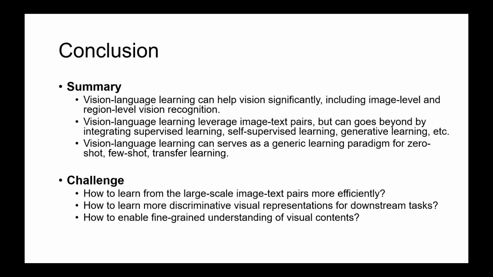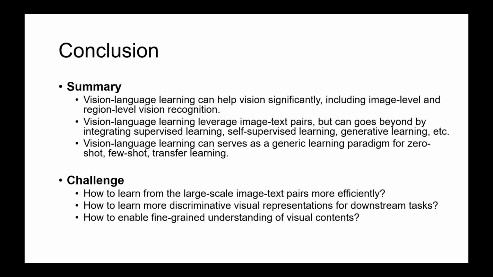However, there are still some challenges behind this kind of pipeline. First, how to learn from large-scale image-text pairs more efficiently? Because most people cannot afford such a large amount of computing resources to train the model on 400 million data points. This is still an open question. Fortunately, there is some previous work like DeCLIP that is trying to cope with this. And also, how to learn more discriminative visual representations for downstream tasks?